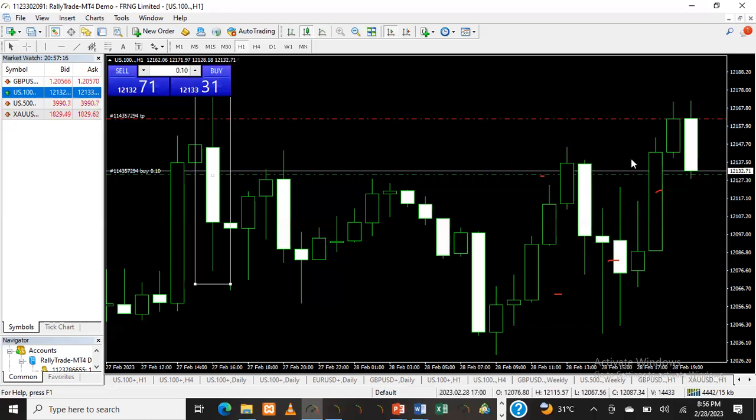So if you were selling from that point, you would have made 28,000, selling at 0.10. That's one mini lot size. You would have made profit from there. So we are on a 1 hour time frame.